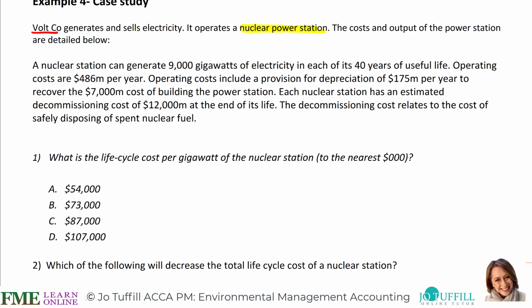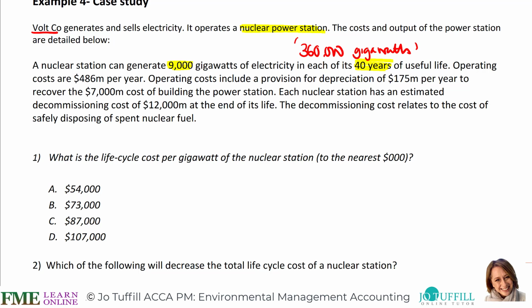The nuclear station can generate 9,000 gigawatts of electricity in each of its 40 years of useful life. So if you see that, 9,000 times the 40, that would be 360,000 gigawatts.